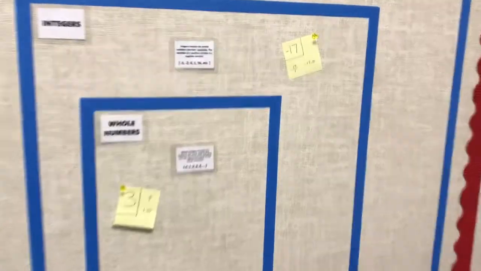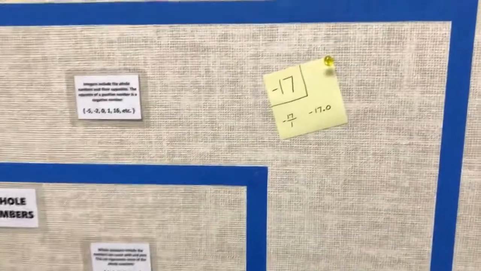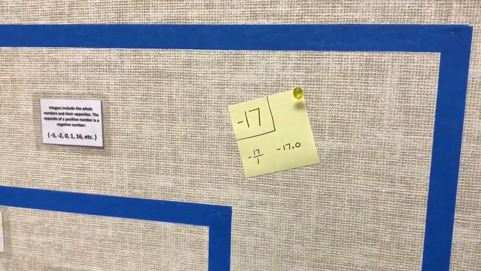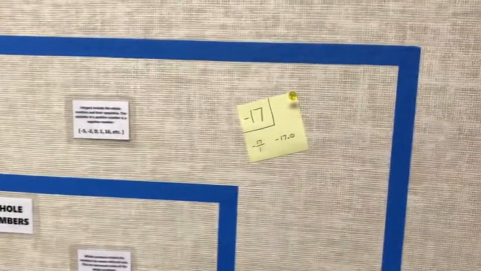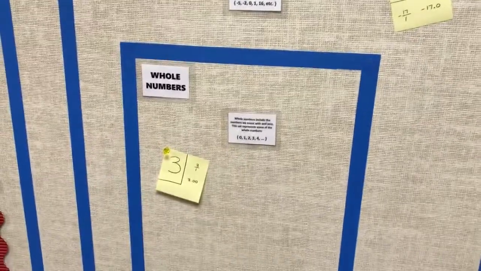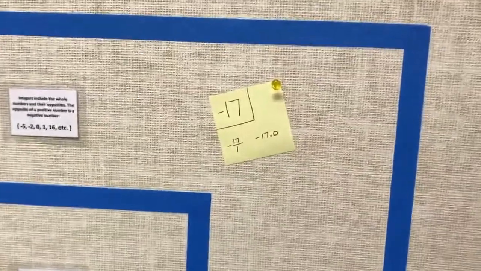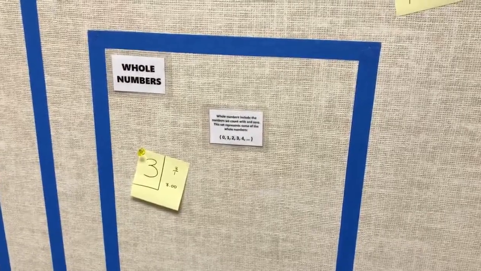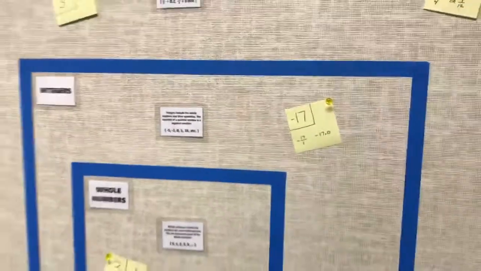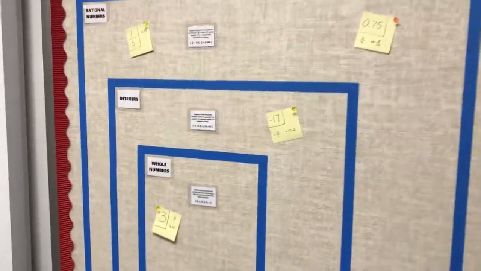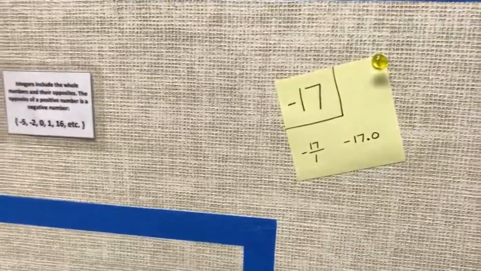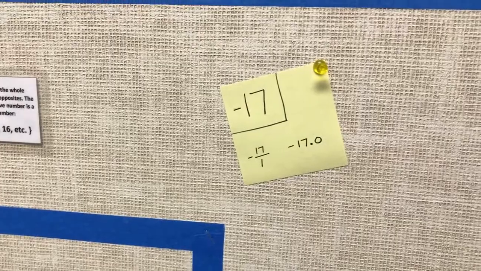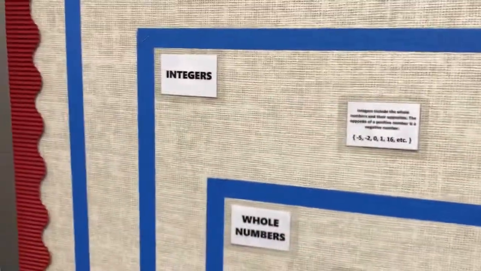But then we have numbers that are different, like -17, for example. So once we get into a negative integer, it cannot be a whole number. So that's why -17 is outside of the whole number group, but it is still inside the integer group and the rational number group, because we can write it as a decimal and we can write it as a fraction, which makes it a rational number, and it is negative, which makes it an integer.